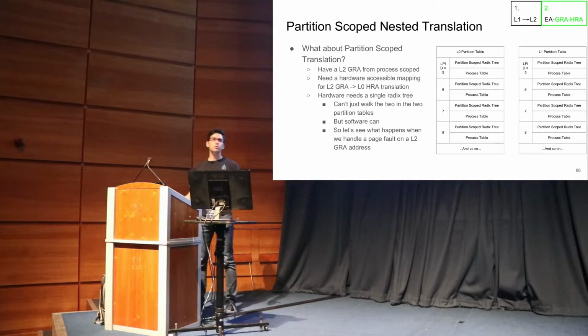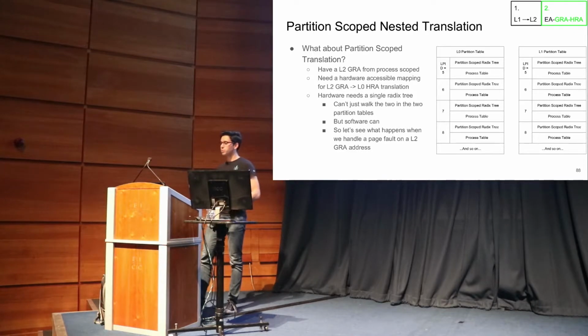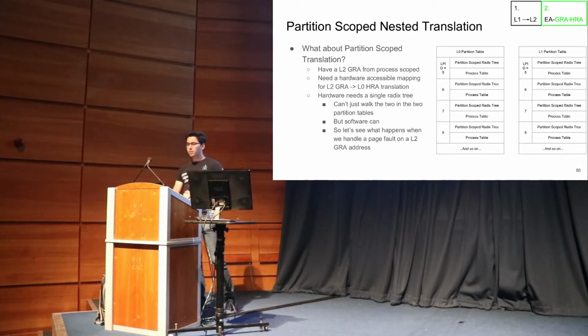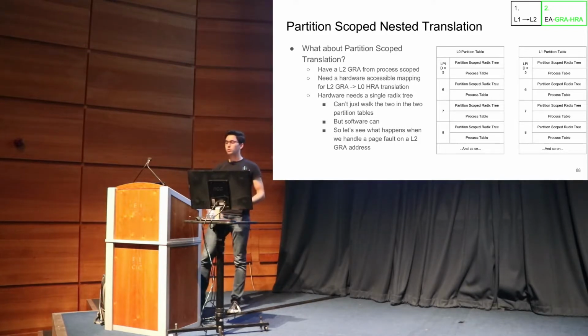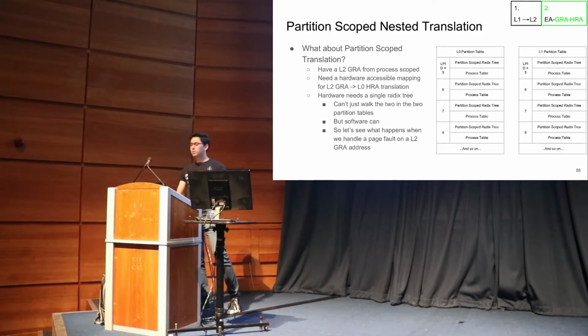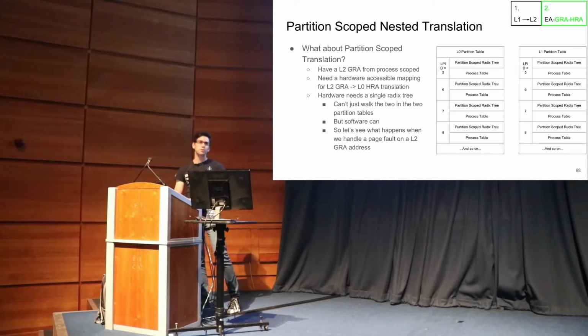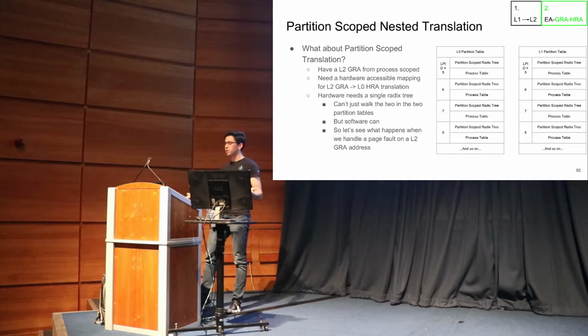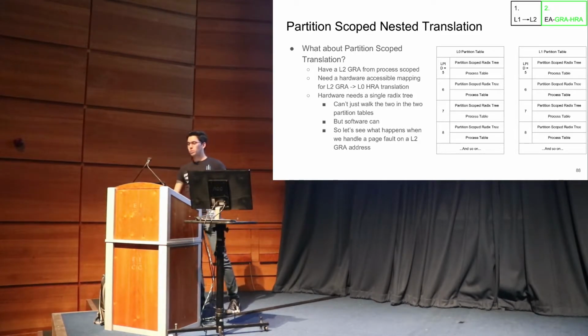So we have this level 2 guest real address, which we found from the process scope translation, and we need to insert a hardware accessible mapping to translate that into a host real address. Hardware needs a single radix tree here. It can't just go and walk those two partition tables. But there's no reason software can't, right? So let's look what happens when we take a page fault on one of these guest real addresses and how we go and insert a mapping.